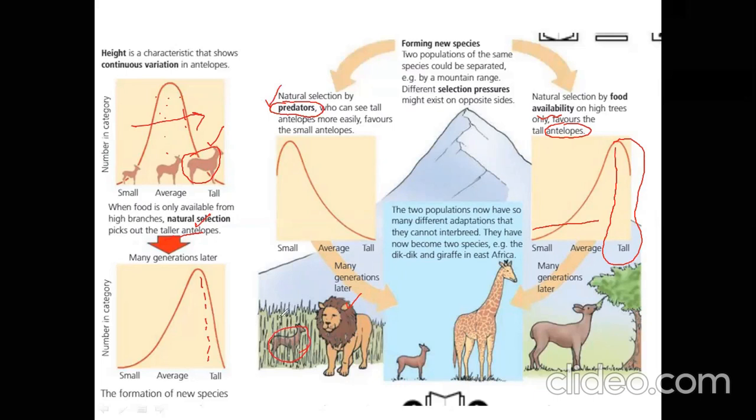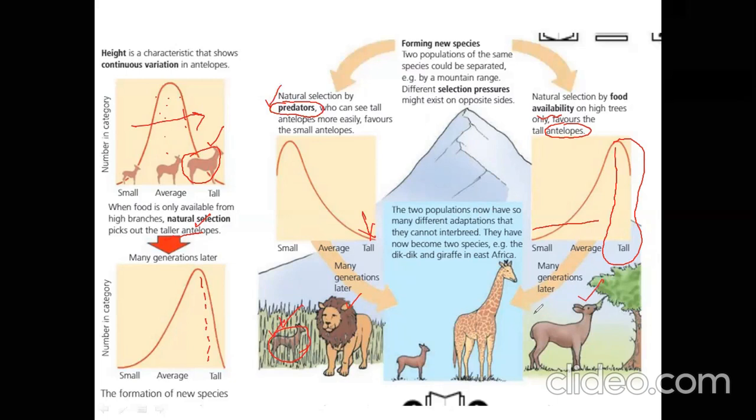So in this population, what happened? The small antelope remained, while the population of tall ones decreased with the passage of time. Now the two populations have many different adaptations, this small one and this tall antelope.